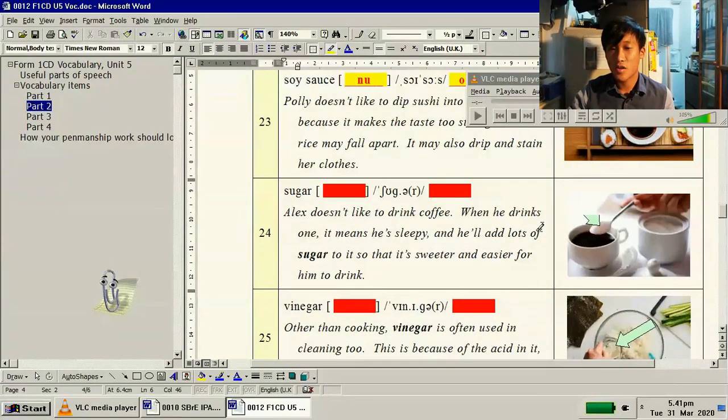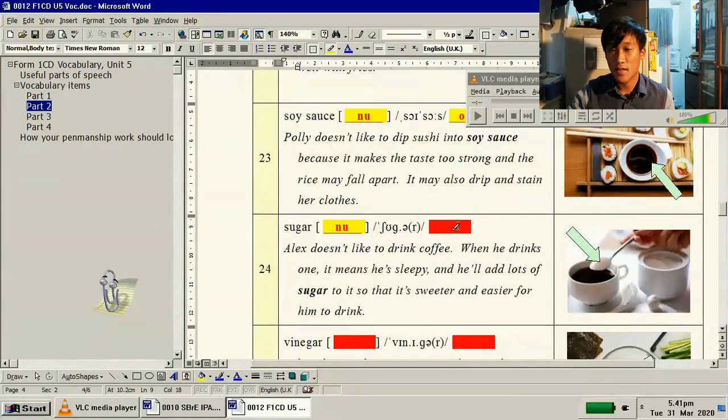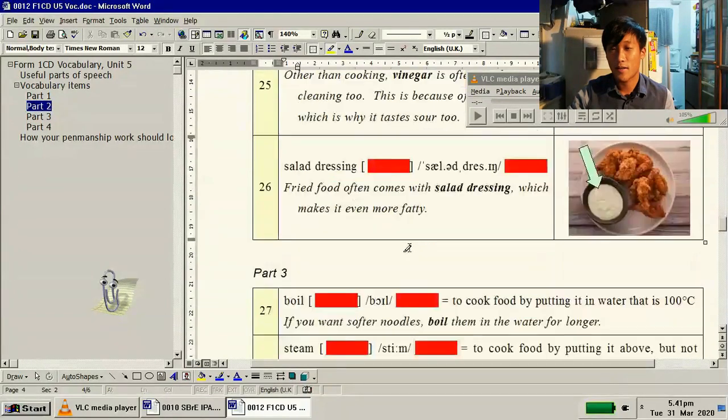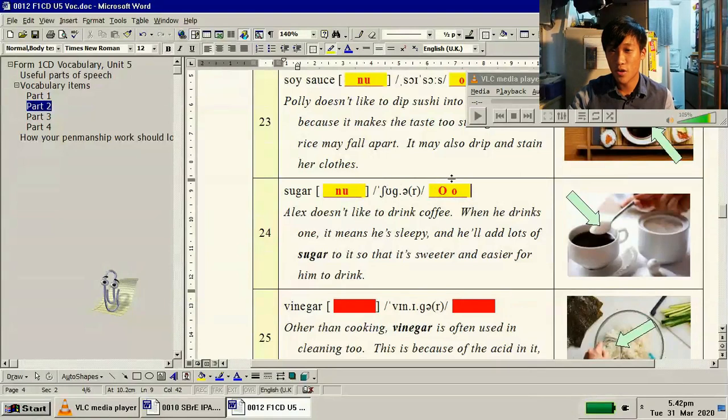Okay, add lots of this, no s, and then instead of an we have lots of here, so it's an uncountable noun. And then I hope you are following the IPA well. You should be able to work this out quite easily if you keep practicing 24 times.